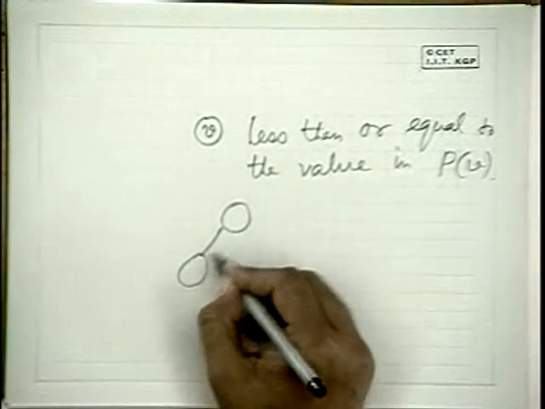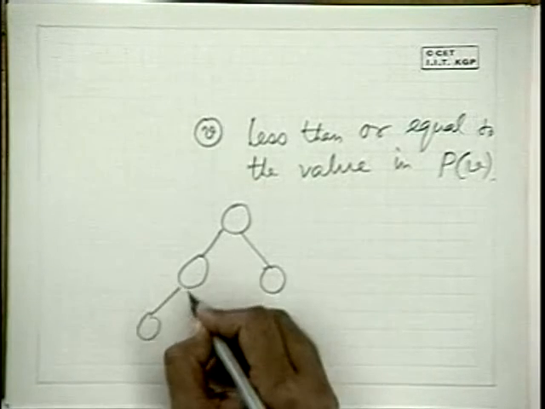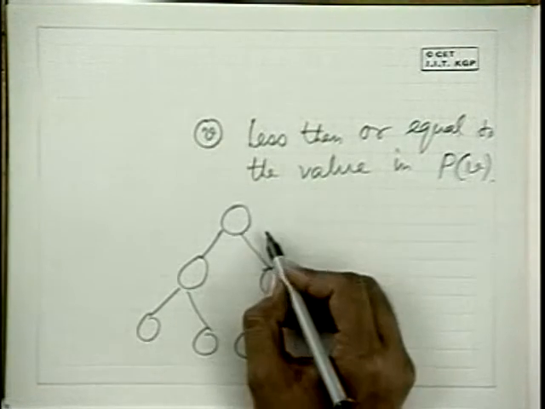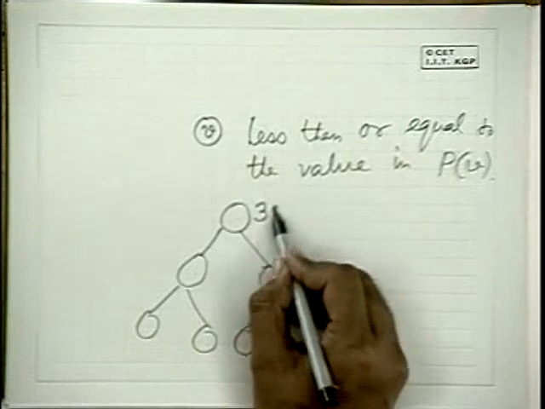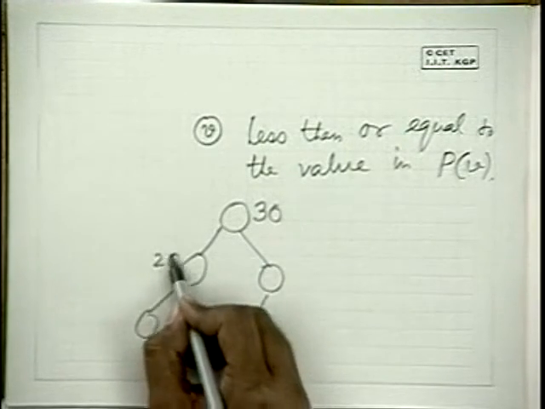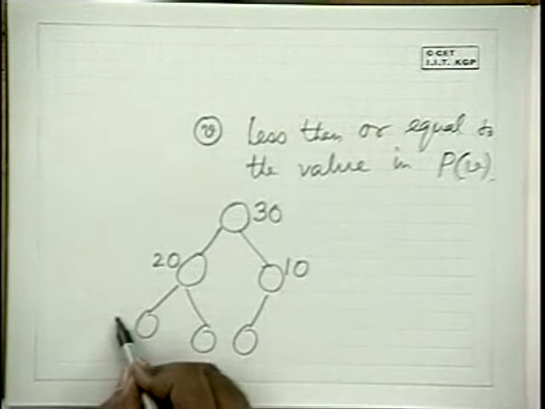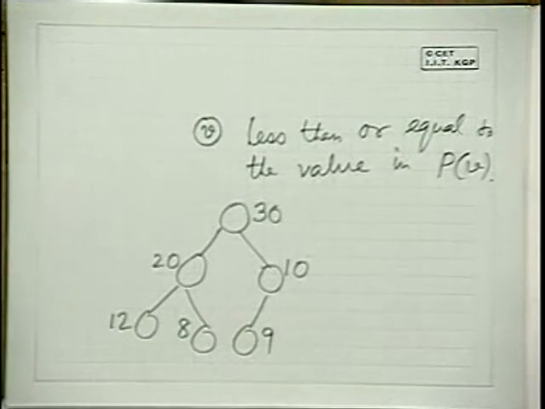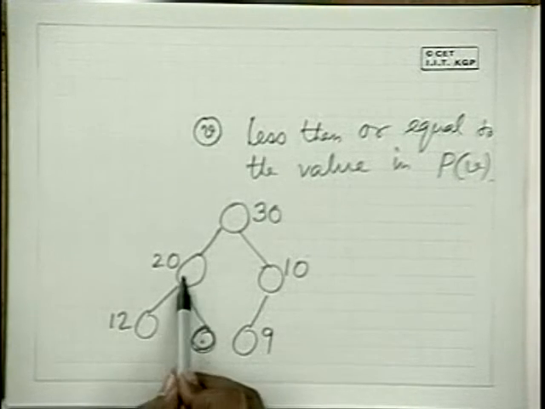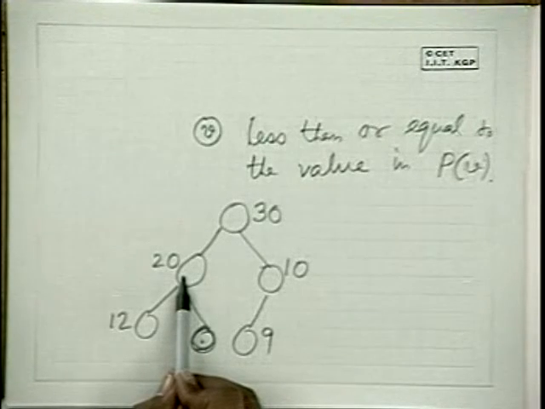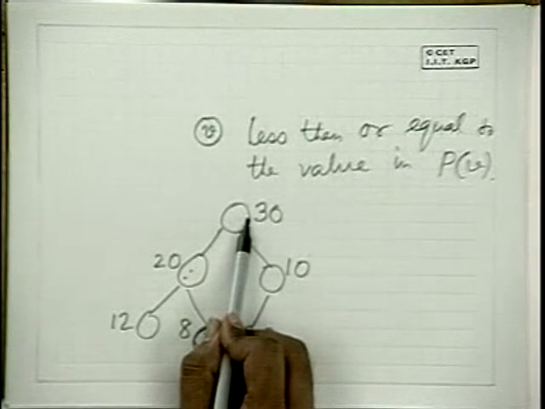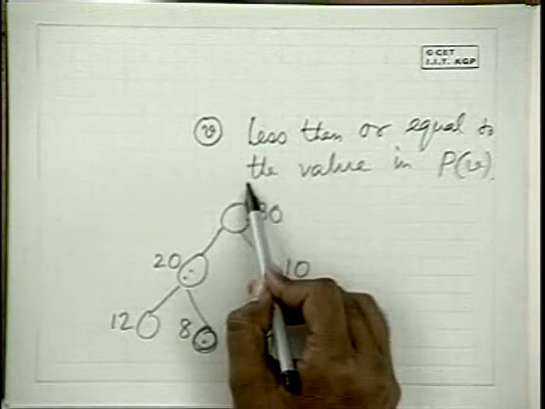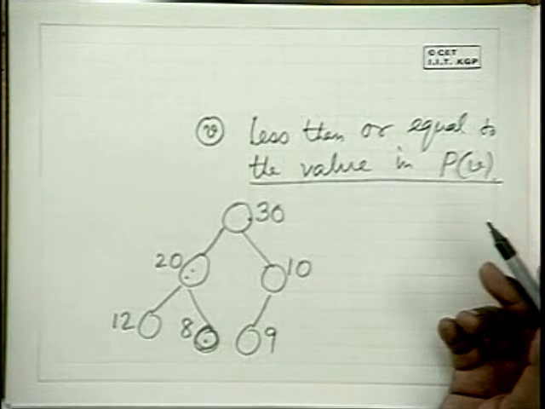Okay, so basically, suppose I take this. I can put say 30, 20, 10, 12, 8, 9. This satisfies this property. If you take any node, say 8, 8 is less than or equal to 20, which is its parent. 20 is less than or equal to 30. Okay, so this condition is the condition for the max heap.